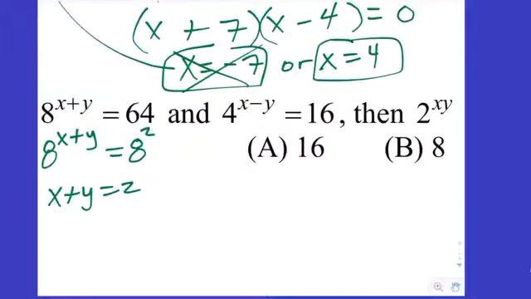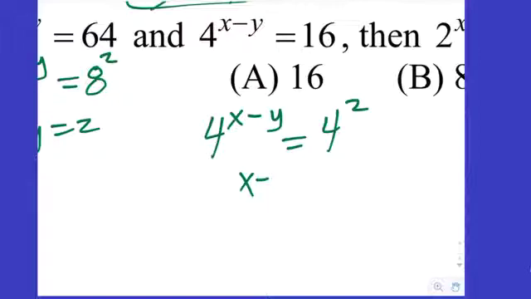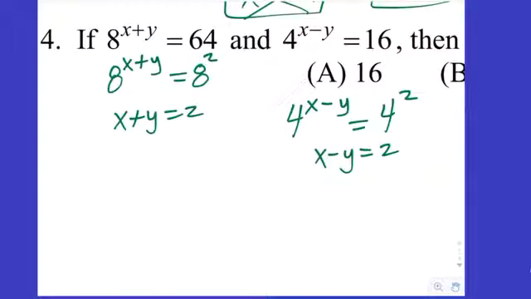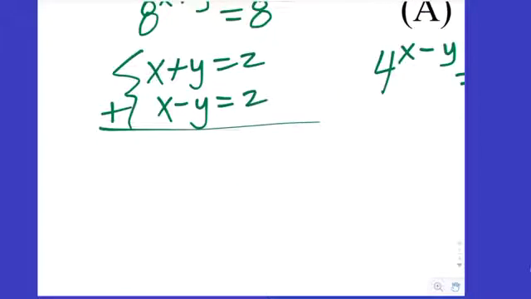Doing the same thing over here, we get 4 to the x minus y, and if you write 16 as the power of 4, you get 4 squared. So now you can equate the exponents, so x minus y equals 2. So if you bring that over here, because now you have a system of equations, I'll bring that over there. All you got to do to solve this system, real easy, is just add vertically, because your y's are already opposite signs. So you get x plus x, that's 2x, y minus y is 0, 2 plus 2 is 4. So now all you got to do to solve for x is divide by 2, half of 4 is 2.